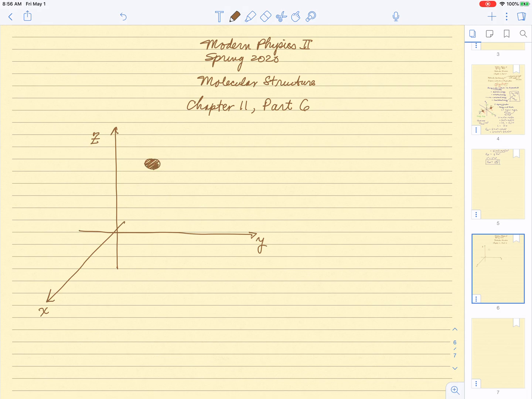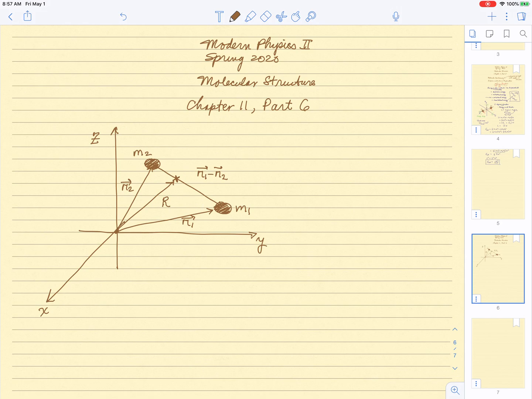atoms, so we're going to look at a diatomic molecule. Call this one M1. Call this one M2. This will be R1 vector, R2 vector. This distance here will be R1 minus R2 vector. And then we'll have some center of mass here, and we're going to call that capital R for now.